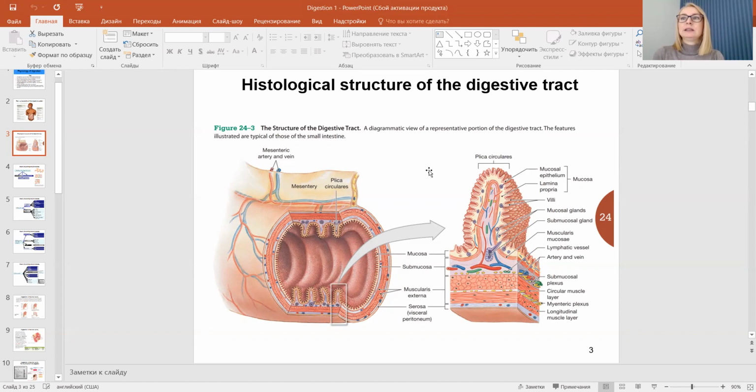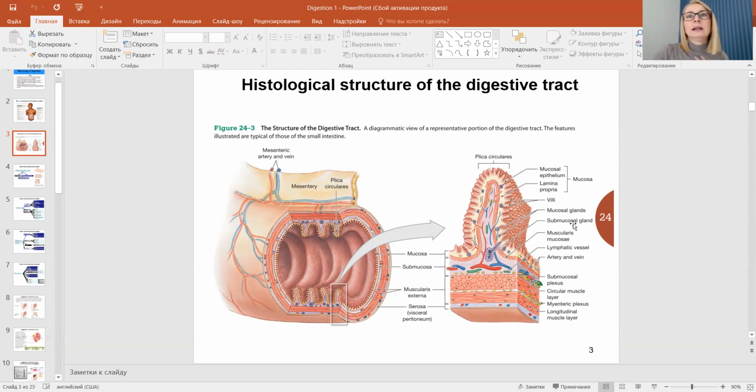The mucosa consists of mucous epithelium, a loose connective tissue called the lamina propria, and the thin smooth muscle layer, the muscularis mucosa. The epithelium in the mouth, esophagus, and anus resists abrasion, and epithelium in the stomach and intestines absorbs and secretes. The second one is the submucosa.